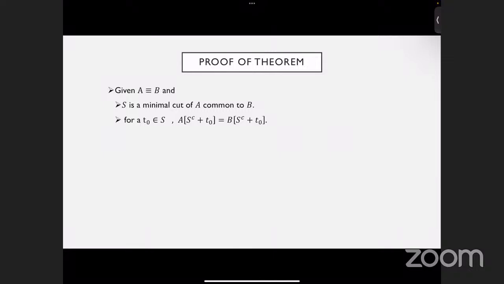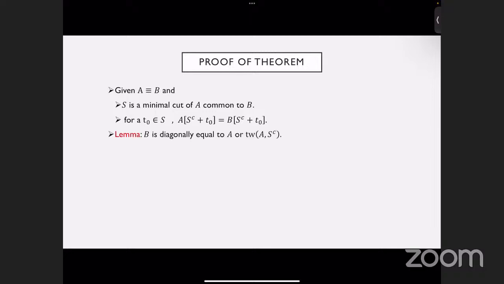So now we can assume that we have this matrix A which has the same principal minors as B, and we have a minimal cut S which is also common to B, and we have an index T0 in S such that the principal submatrix corresponding to this set S complement plus T is the same. So now we saw that if these matrices A and B satisfy this condition, then B is either diagonally equal to A, or the matrix obtained by twisting A with respect to cut S complement.